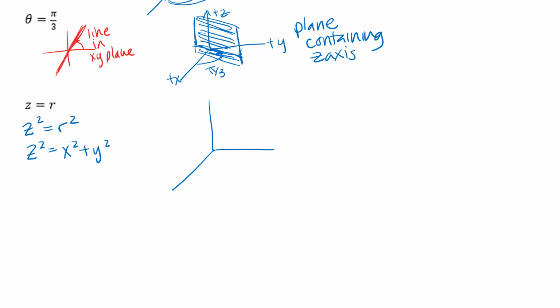The traces in the xz plane and the yz plane are lines: z equals plus or minus x, and z equals plus or minus y. So those are lines that form 45-degree angles with the coordinate axes. And then when z is 0, you just get the point at the origin. And when z is bigger or smaller than 0, you get circles up at higher and lower levels of z. So this is a circular cone, and it opens on the z-axis.